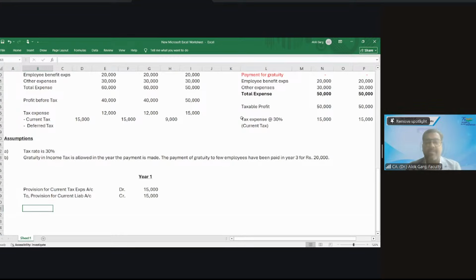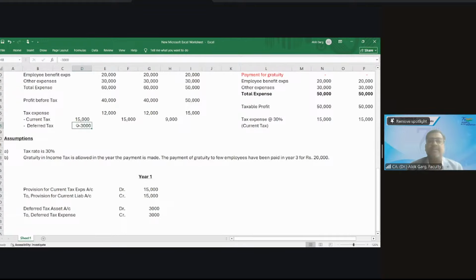Your next entry will be deferred tax asset account debit. There is one asset which is going to be created, because you will get a benefit in future. This asset will give you future economic benefit. To deferred tax expense, which means negative expense, and negative expense means income. 3,000 rupees. And how will this 3,000 come? The difference between 15,000 and 12,000. So this is minus 3,000.